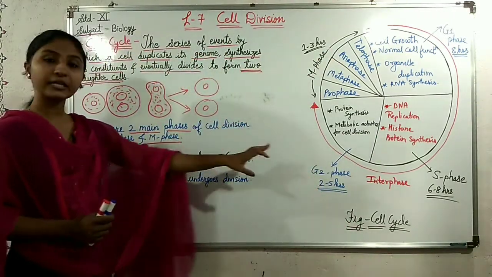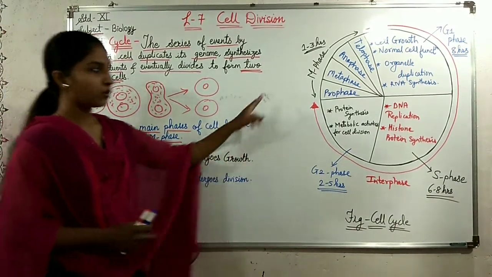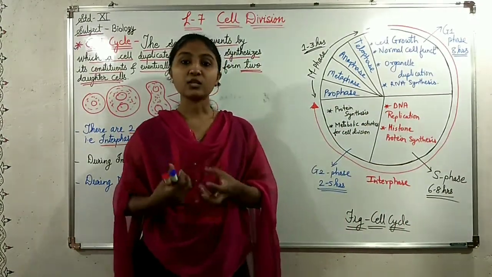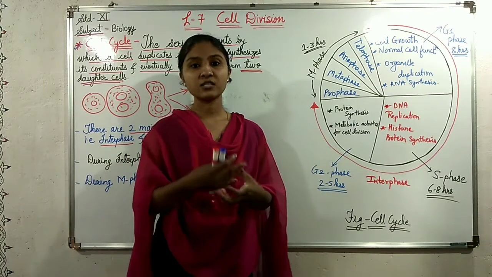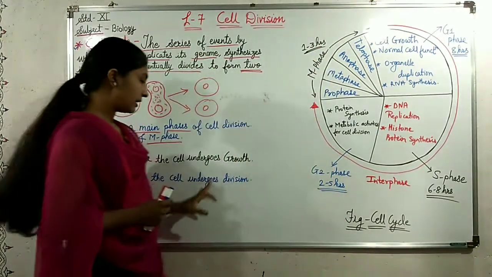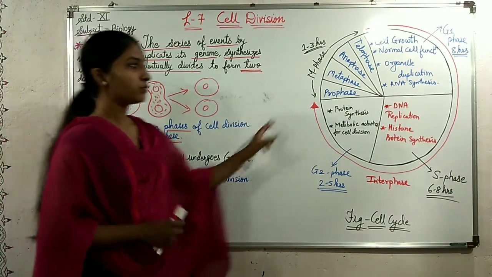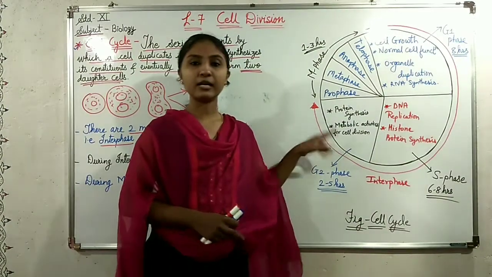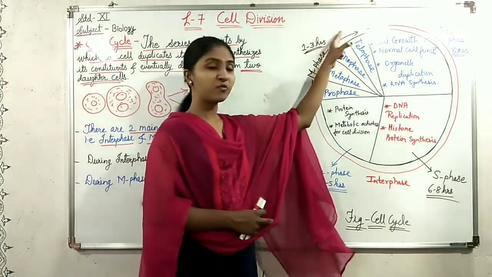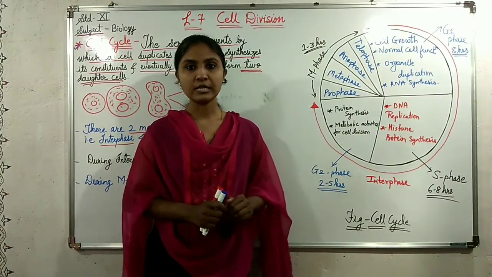Now during the interphase, what happens? The cell undergoes growth. Throughout the interphase, the cell starts growing and prepares itself for cell division. And in the M phase, the cell undergoes division. So in the interphase, the cell prepares itself for division, and during the M phase, the cell eventually divides into two new daughter cells.